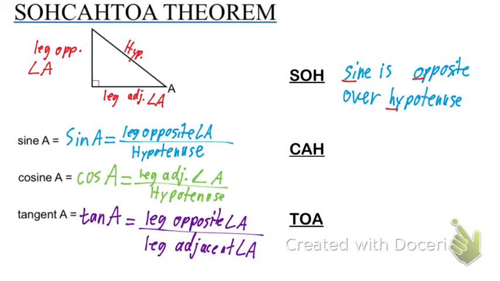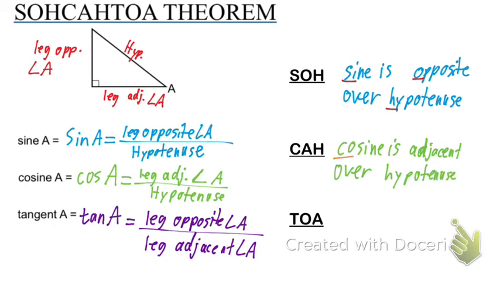CAH, and then TOA. Cosine is adjacent over what? Hypotenuse. The C in cosine, the A in adjacent, and the H in hypotenuse are used as acronyms. Cosine is adjacent over hypotenuse.